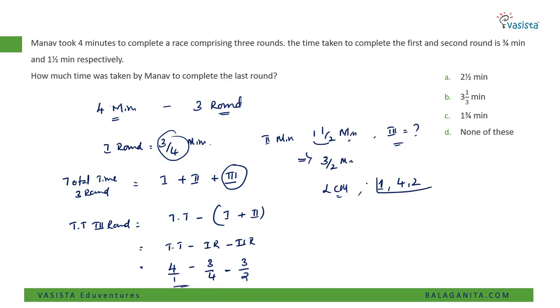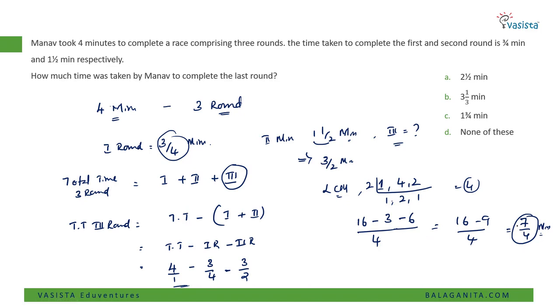Take the LCM for this, that is, 2 2s are 4, the LCM is 4. So 4 4s are 16 minus, 4 divided by 4 is 1, 1 into 3 is 3, minus 4 divided by 2 is 2, 2 3s are 6. So which is nothing but 16 minus 9 by 4. Now 16 minus 9 is going to be 7. 7 by 4 minutes you will take to complete the last round, that is the third round.